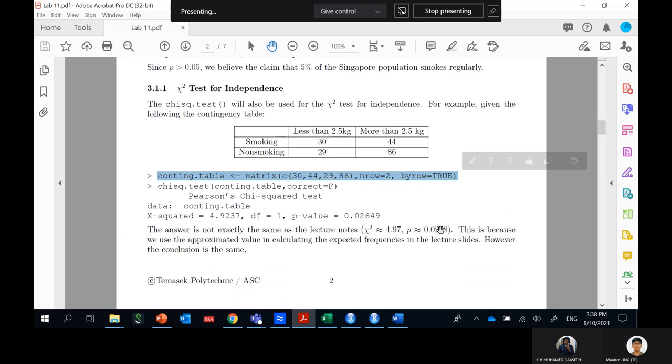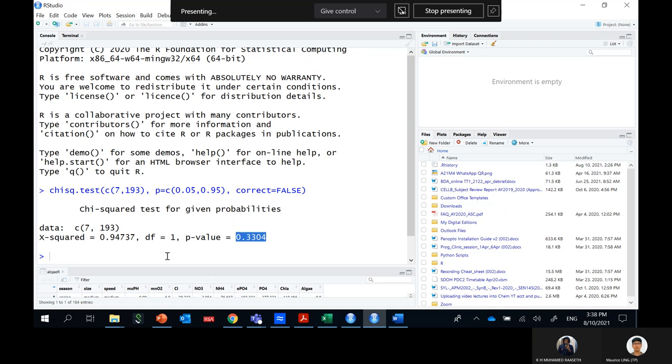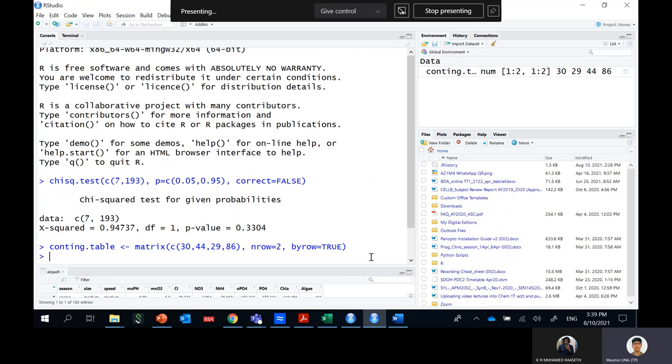Then you split into two rows. So the numbers have to be even numbers. Okay. So let's put it here first. Yeah, you essentially do this. So these four numbers is asking R to take these four numbers and split into two rows. So it's 2 by 2. Okay. You run it. Should not give you a problem.